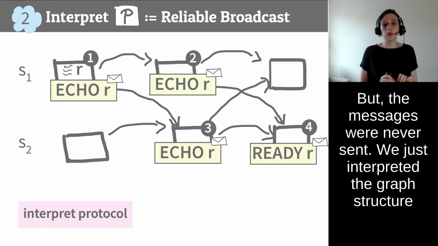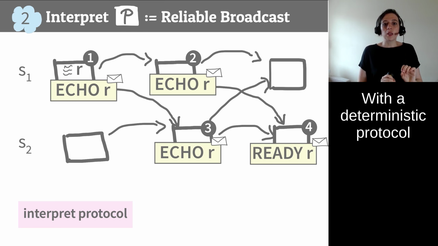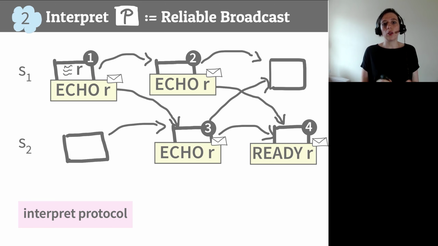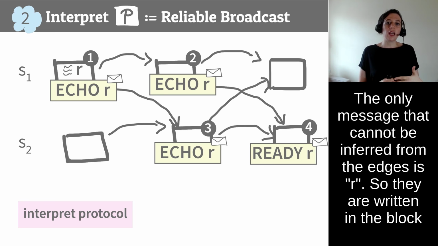We just interpreted the graph structure. With a deterministic protocol, we know what every server does next. We can just simulate the run of the protocol. The only message that cannot be inferred from the edges is R.